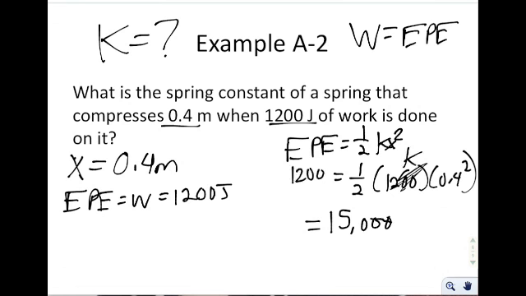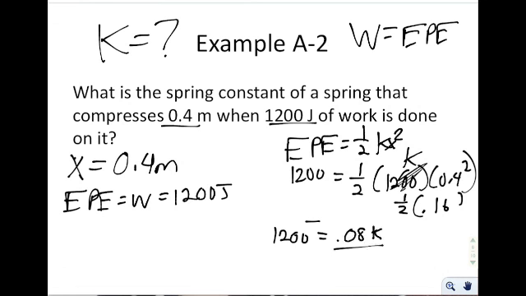So now in order to solve it, you would multiply these things out. You do 0.4 squared and you get 0.16, and then you multiply it by 1/2, and that's 0.08. So now you would have 1200 equals 0.08 k. You get that by combining those terms. Divide both sides by 0.08, and when you do that, you get a number of about 15,000 newtons per meter.